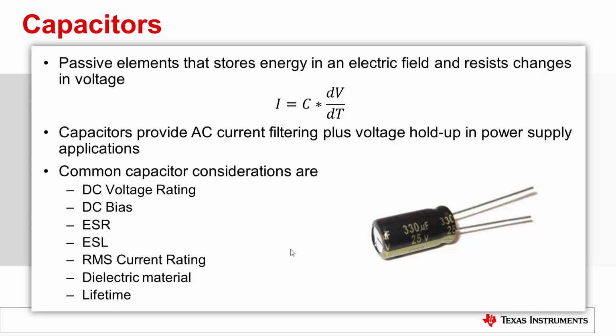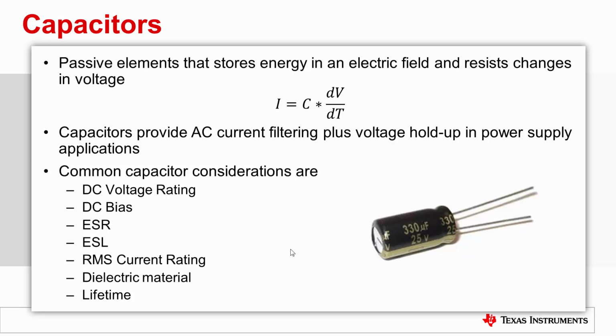The value of capacitance is critical to consider for two main reasons. First, during the off time of the control switch, the capacitor holds up the output voltage as the energy in the inductor decreases. Therefore, the amount of power supply ripple is directly related to the amount of output capacitance.